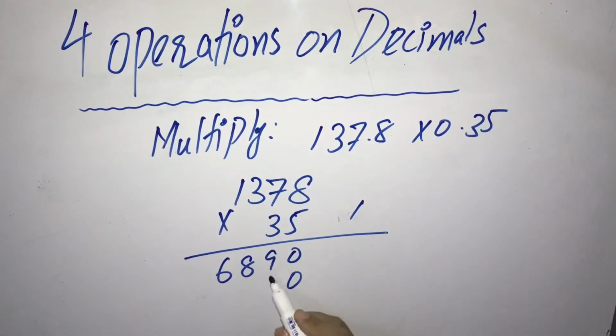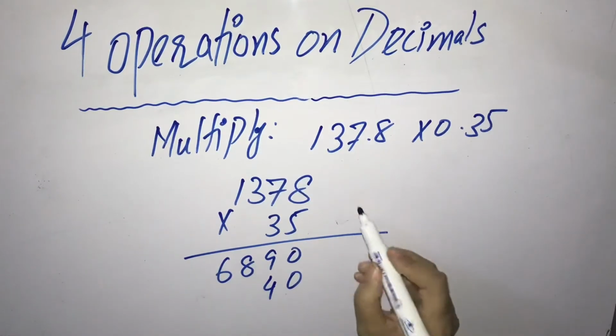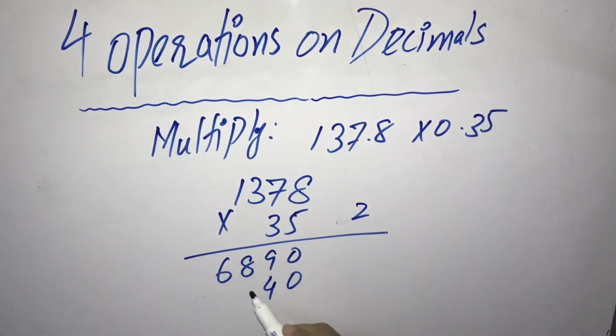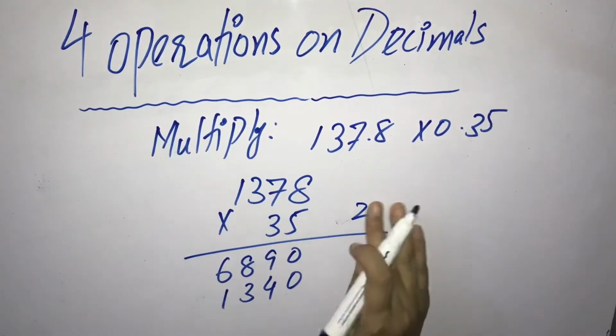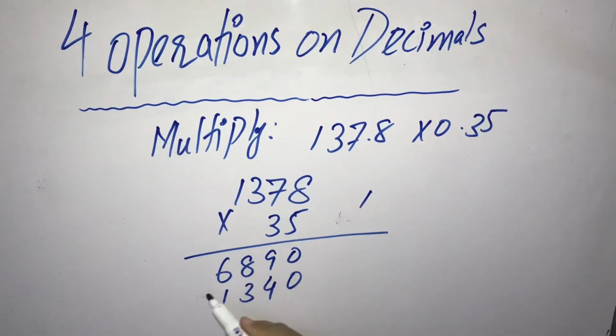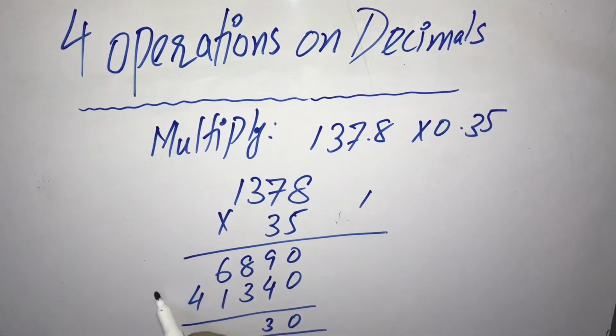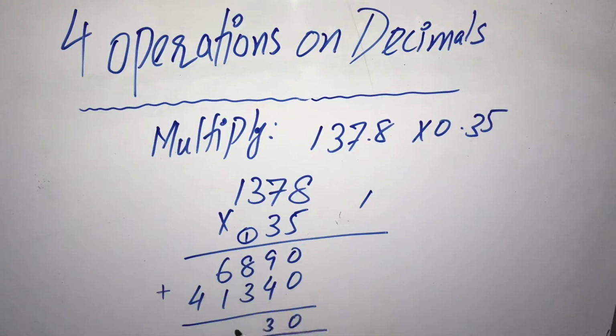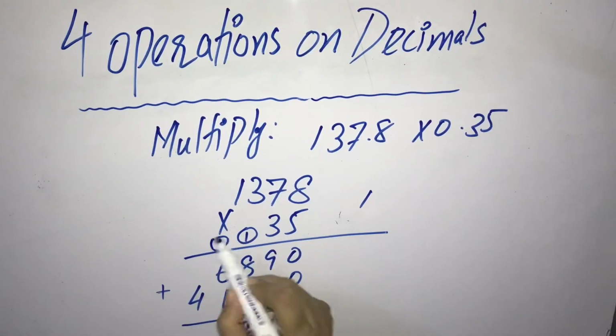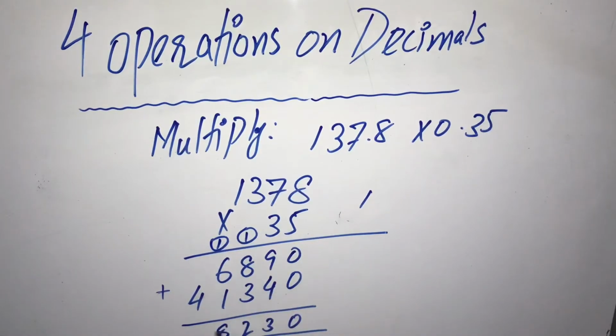3 8s are 24, 2 left. 3 7s are 21 and 2 is 23, 2 left. 3 3s are 9 and 2 is 11, 1 left. 3 1s are 3 and 1 is 4. The answer is 0, 9 and 4 is 13. When we add, 8 and 1 is 9, 10, 11, 12, 6 and 1 is 7 and 1 is 8, 4. So it is basically 48230.